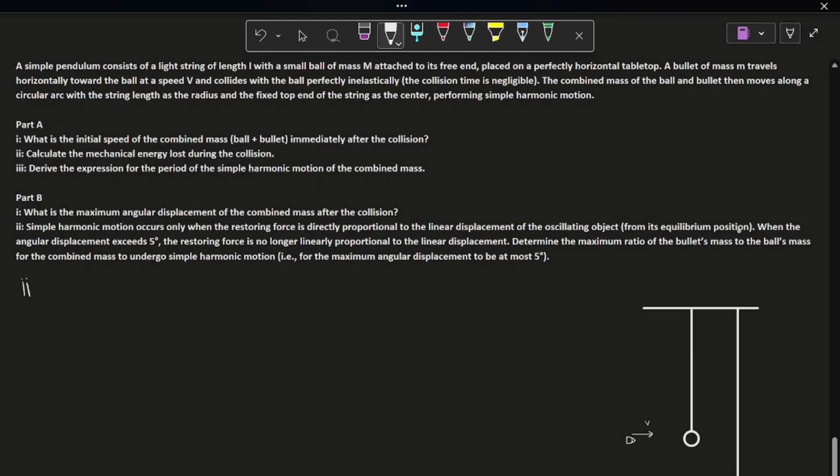Part 2 asks you to calculate the mechanical energy loss during the collision. Obviously, the loss of mechanical energy is equal to the initial amount of mechanical energy the entire system has minus the total mechanical energy it has after the collision. Initially, the bullet is moving forward horizontally. Let's assume that the lowest point of the pendulum is the ground level. So initially, the system only has kinetic energy provided by the bullet. After the collision, both the bullet and the ball are moving together with the initial speed we calculated from the last part, and they're not above the ground level yet.